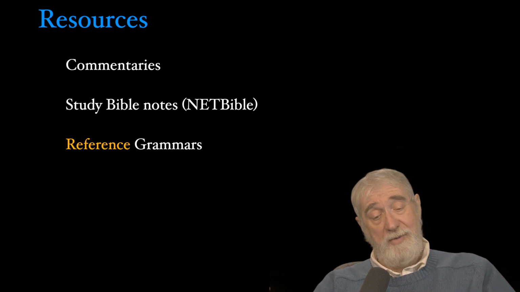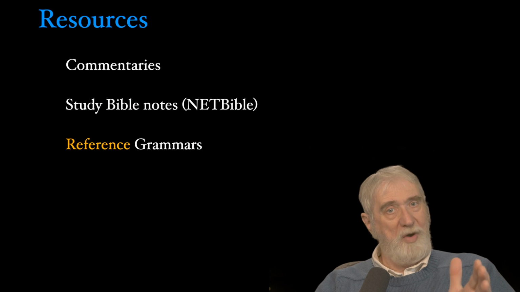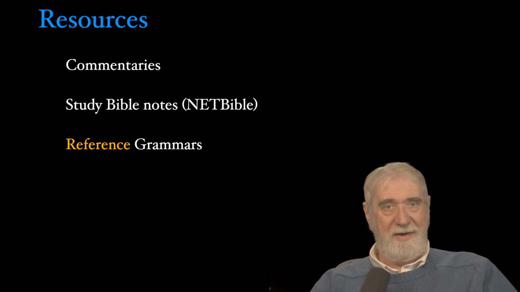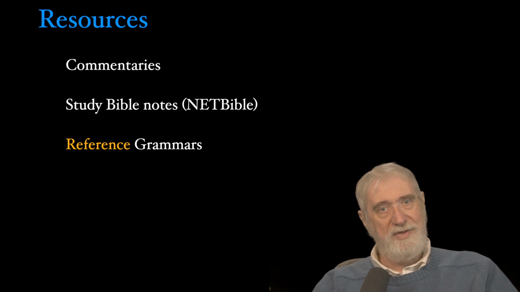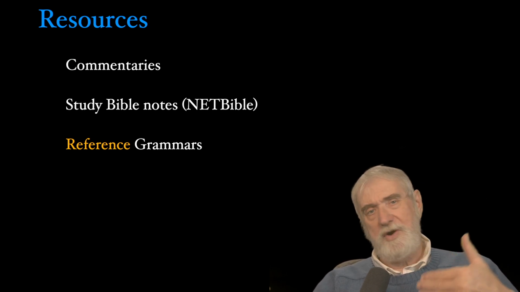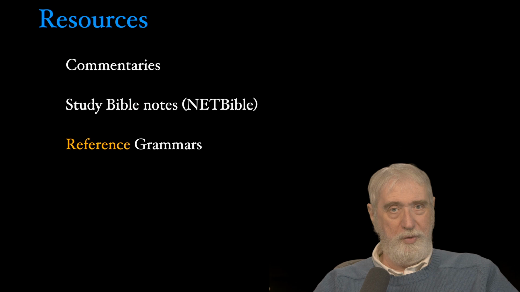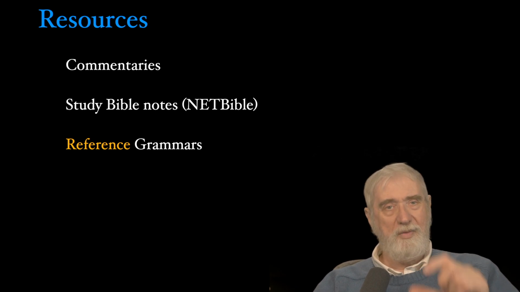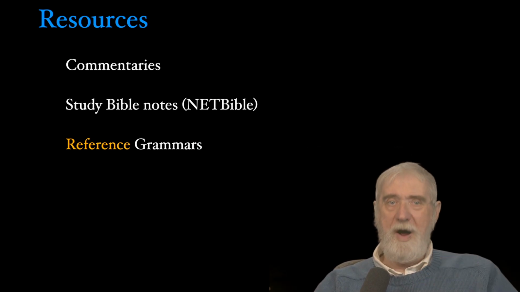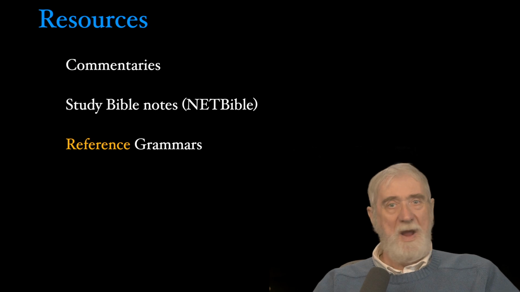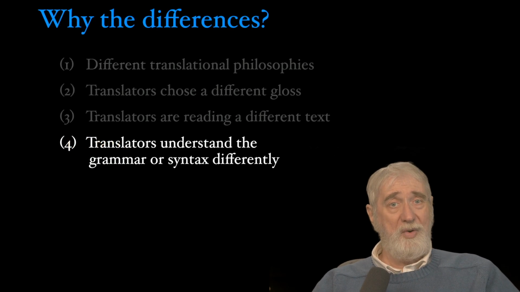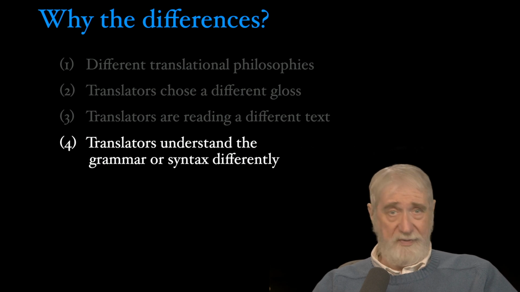A reference grammar is something more like an encyclopedia than it is an introduction to a topic, and they tend to deal with bigger problems. Whereas introductory grammars just give you an overview of the way the language works. A reference grammar will often explore problems in great detail. So that's what happens when translators understand the grammar or syntax of a passage differently.